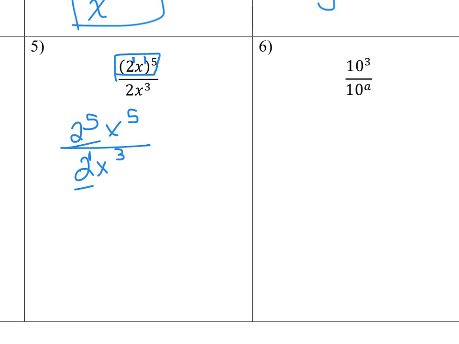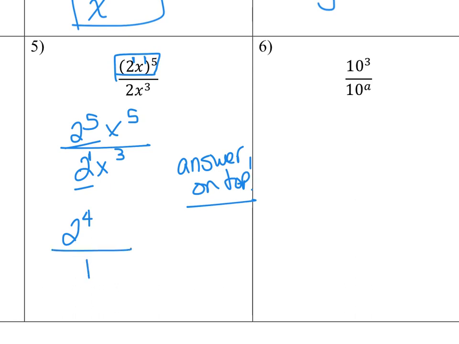These bases are the same, so I subtract the exponent. So 5 minus 1 is 4, so it's 2 to the 4th. Whenever I do the subtraction, the answer is always on top. Answer on top. When you're dividing and you subtract, the answer is always the top of the fraction. And so this is x to the 5th, x to the 3rd. 5 minus 3 is 2. All right, I do have numbers 2 to the 4th, so then I can do that math there. 16, I believe. 16x squared over 1, or it's just 16.